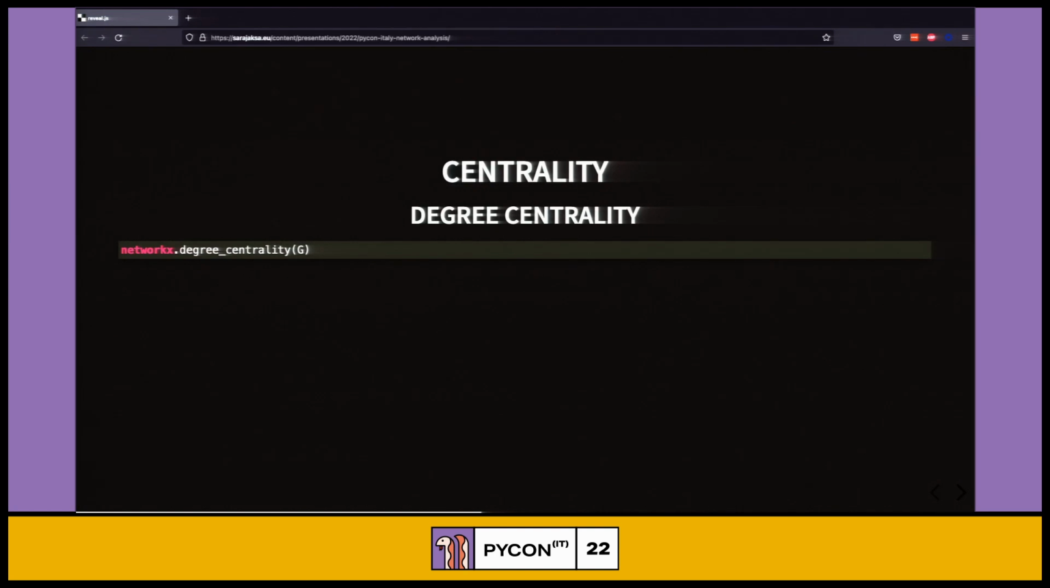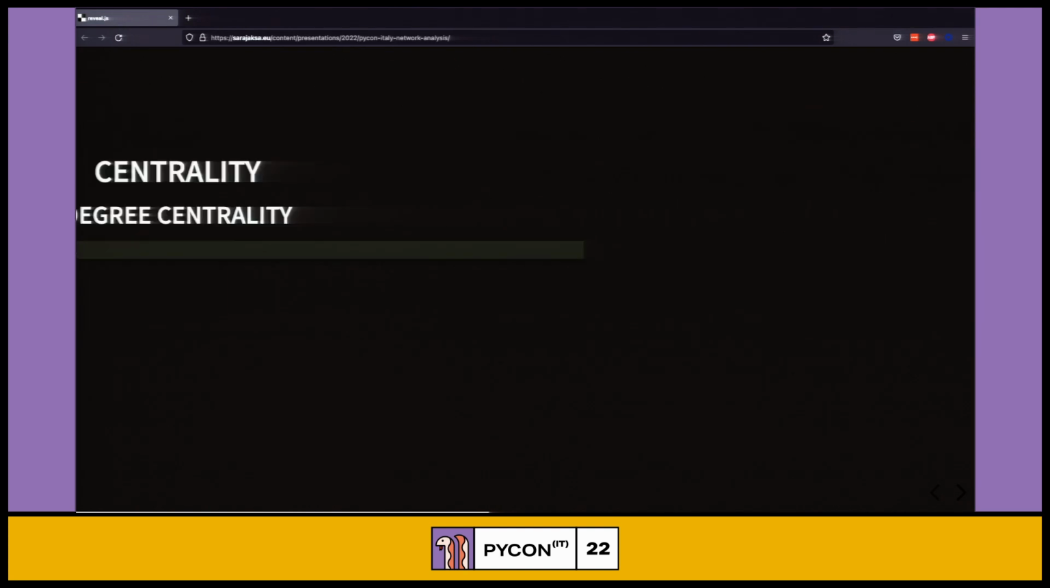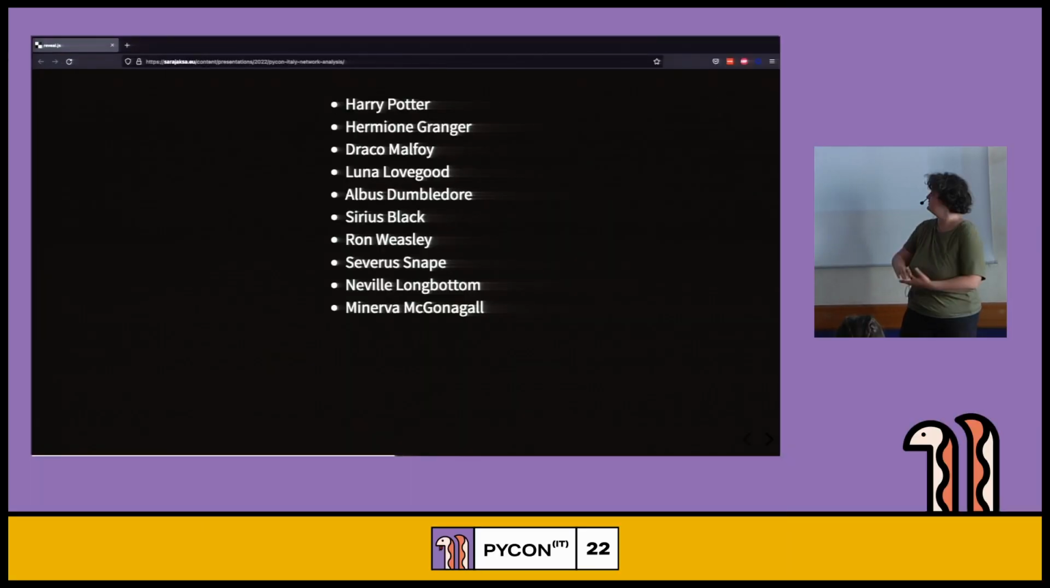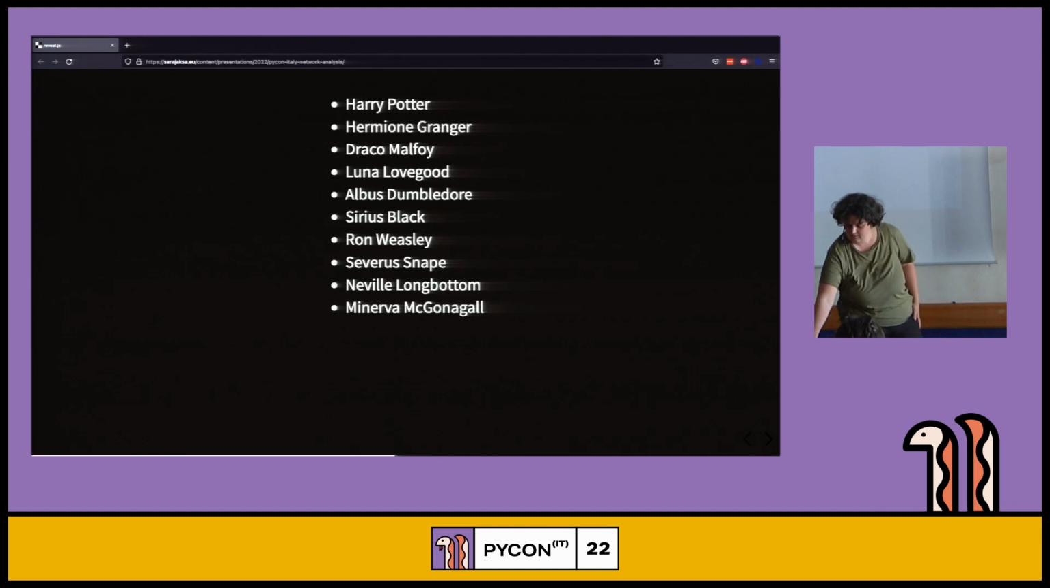So the first thing that you try, when you try to find out the most important person, is degree centrality. That basically just tells you which is the person with the most connections. So if you try to find out the most important nodes, this is sort of the result that you would get. And it's sort of something you would expect, based on the popularity, more or less.